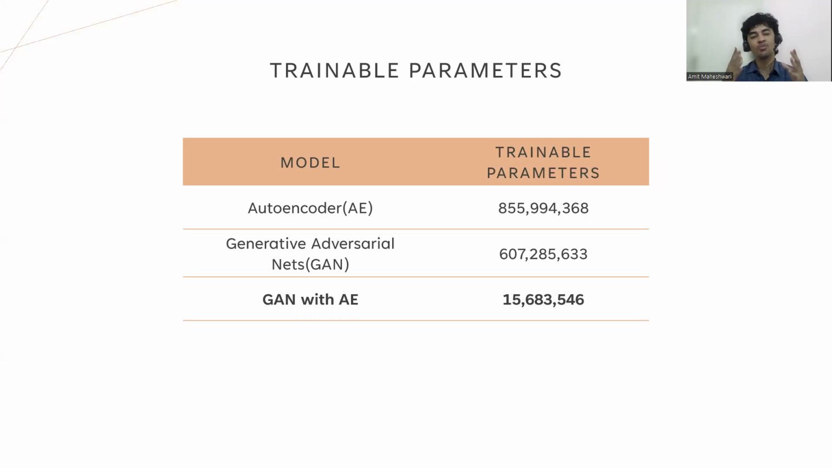But as we know, we could achieve a significant reduction in the complexity, in the dimensionality of the input and output of the generator and the input of the discriminator. The GAN with AE, the integrated system, has only 15 million parameters. That is a huge reduction in the number of parameters, and that should actually reflect in the time consumption as well. So let us understand the time consumption as well.